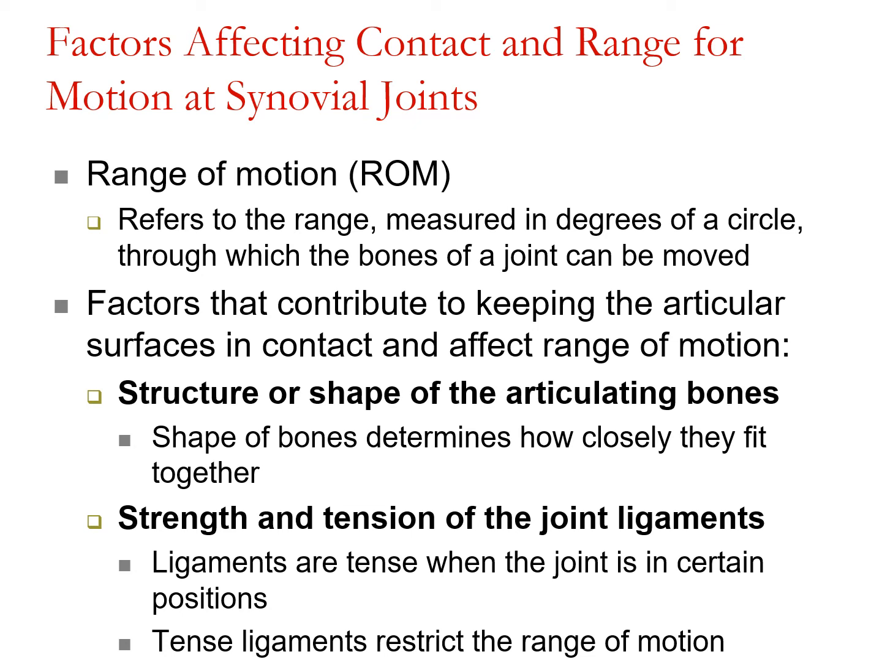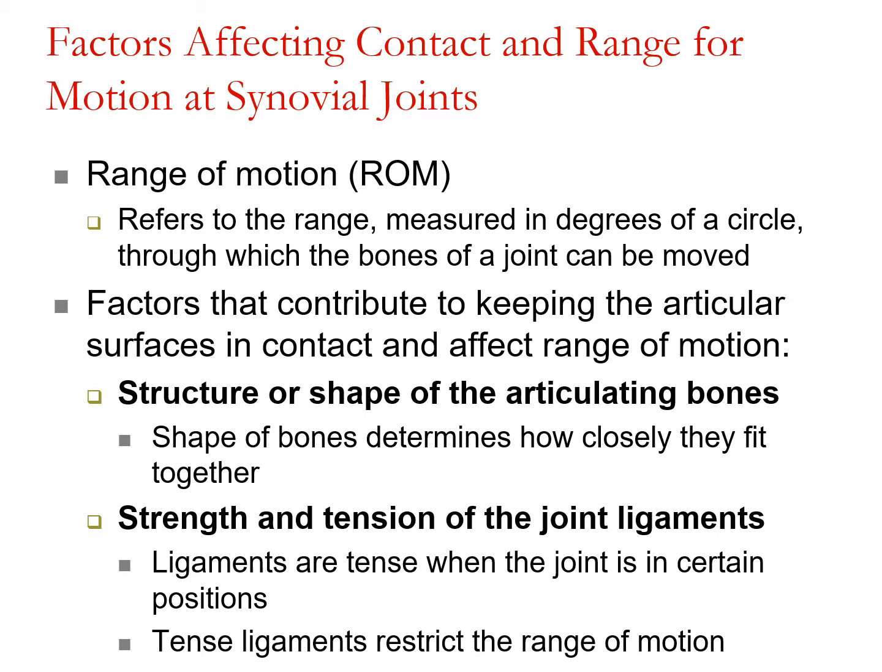Factors that contribute to keeping the surfaces in contact with each other and therefore affect the range of motion include the following. Number one, we have the structure or shape of the articulating bones. So the shape of the bones, how they come into contact with each other, will determine how closely they fit and what type of motions they allow. For example, we saw that with planar joints, only gliding motion is allowed because these surfaces are flat and just move against each other.